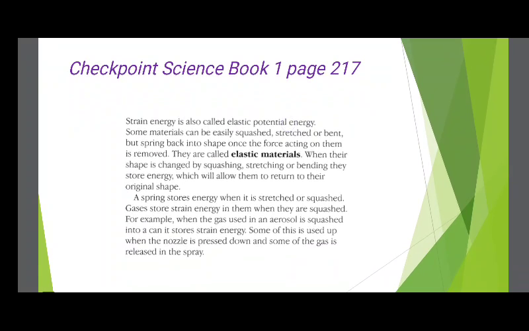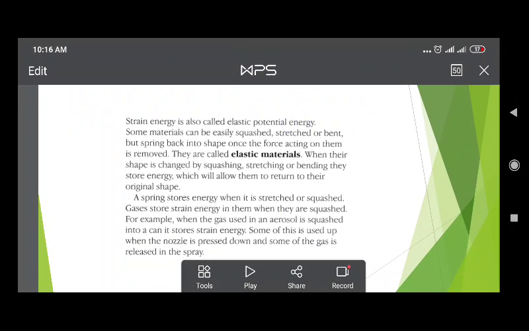All right, now let's go back to your book, Checkpoint Science Book 1, page 217. It says, strain energy is also called elastic potential energy. That's exactly what I said. Some materials can be easily squashed. Okay, so squashed, you talk about like a balloon. Stretched or bent. Stretched, you talk about elastic band, or bent, you talk about a ruler. But spring back into shape once the force acting on them is removed. So, for you to know that this material is elastic, it simply means when you squash it, or stretch it, or bend it, it should spring back into shape.